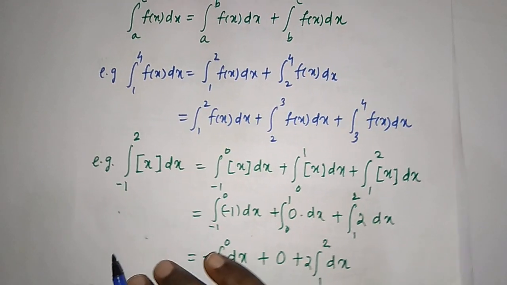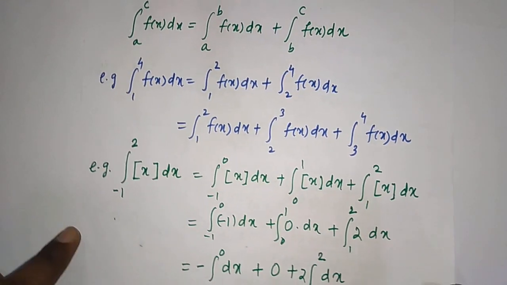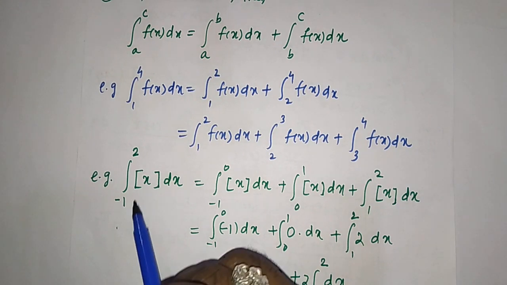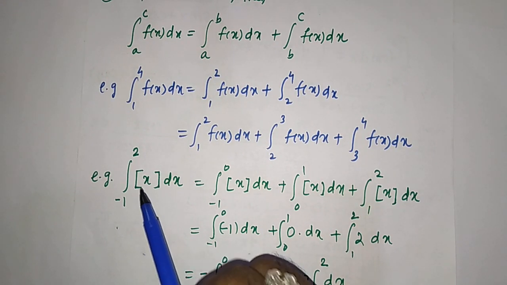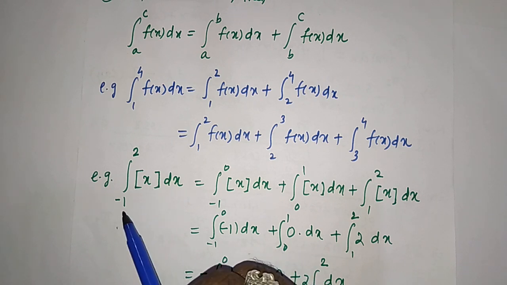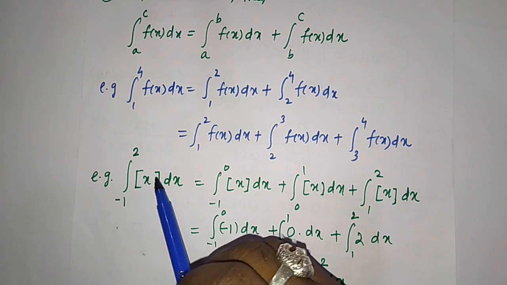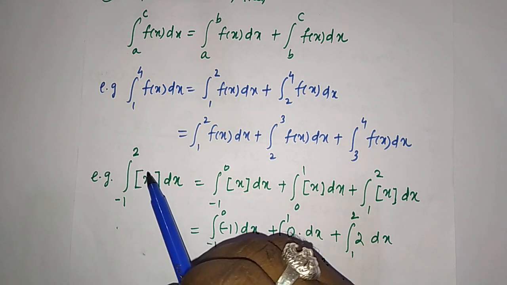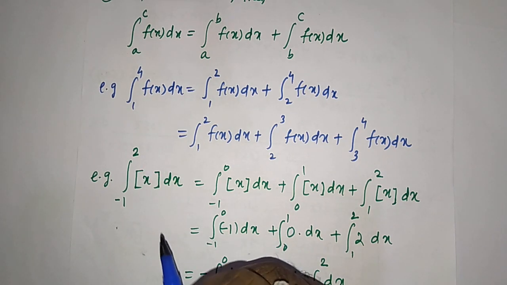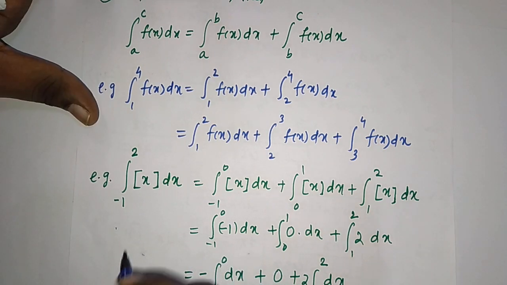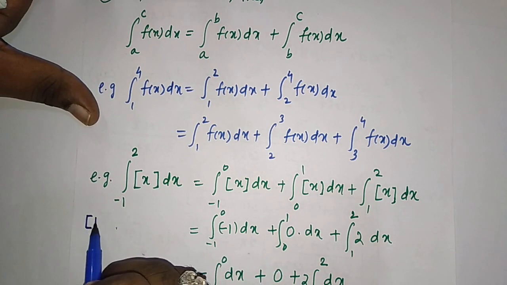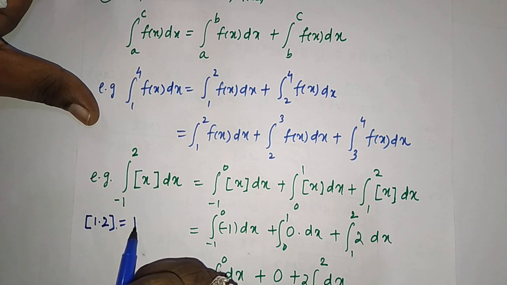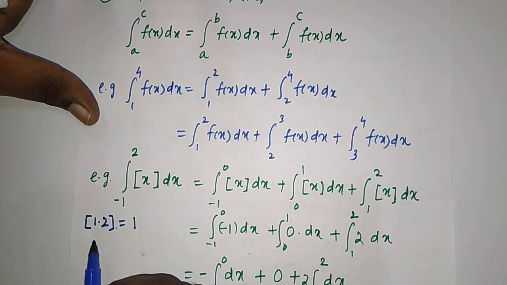First application. Suppose you have to integrate greatest integer function, or bracket x, from -1 to 2. You know greatest integer function very well. I have taught you in limit classes. You know greatest integer function of 1.2 is equal to 1. Greatest integer function of 2.3, 2.5 or anything is equal to 2.